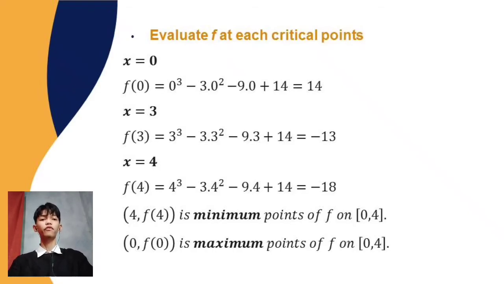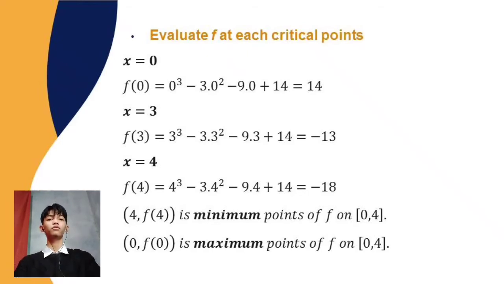Okay, let's see the first critical point. The first critical point is x equals 0. If we substitute x equals 0, so f of 0 equals 0 to the third power minus 3 times 0 squared minus 9 times 0 plus 14. That of course equals 14.